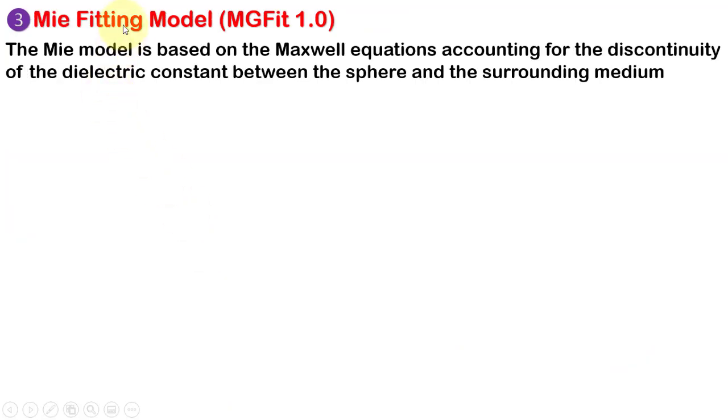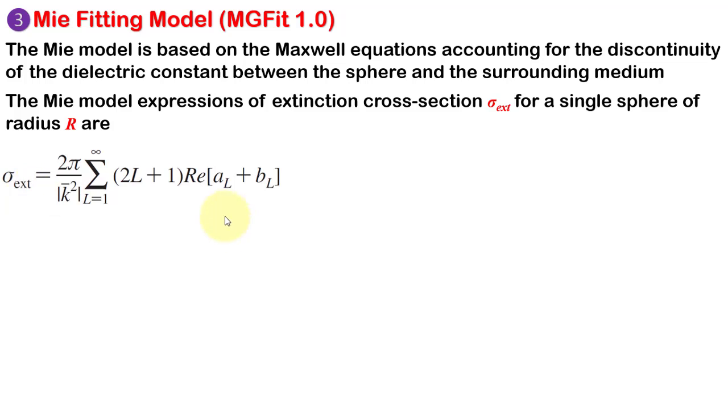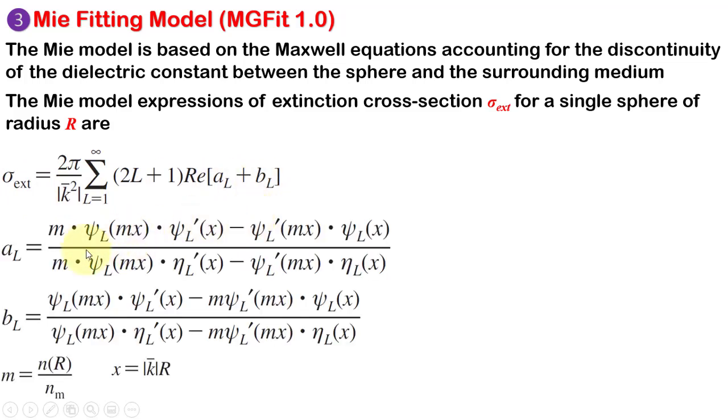Mie fitting model. The Mie model is based on the Maxwell equations accounting for the discontinuity of the dielectric constant between the metal sphere and the surrounding medium. The Mie model expression of the extinction cross-section, sigma ext, for a single sphere of radius r is given by this equation. This is the extinction cross-section, and A_L and B_L are given by these relations.